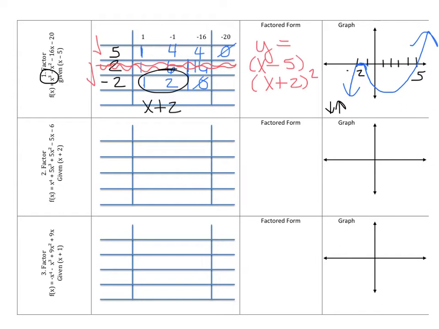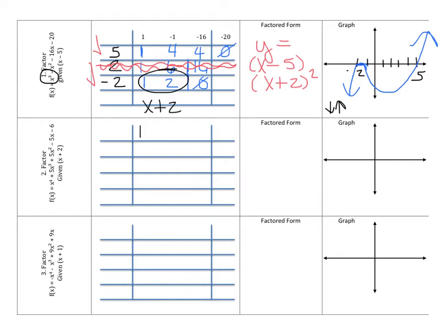Okay, moving on to example 2. This time we are going to factor f of x is equal to x to the 4th plus 5x cubed plus 5x squared minus 5x minus 6. Now, I know just by looking at this problem that it's going to have 4 factors because its highest degree is 4. So let's start by writing this out on our little table here.